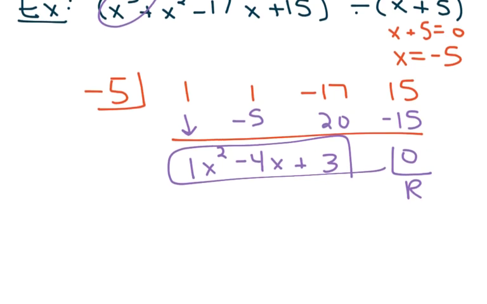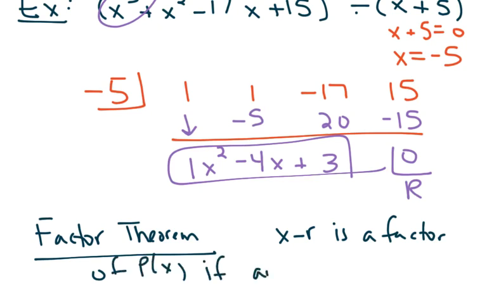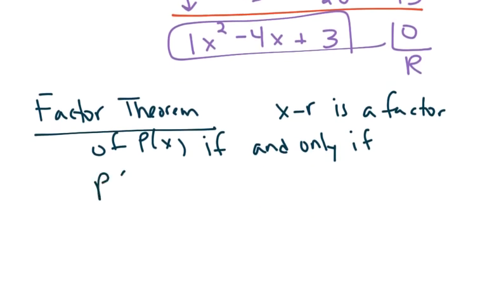So now we have something called the Factor Theorem. And the Factor Theorem says that x minus r is a factor of p of x if and only if p of r equals 0. Sorry for the sloppy handwriting.